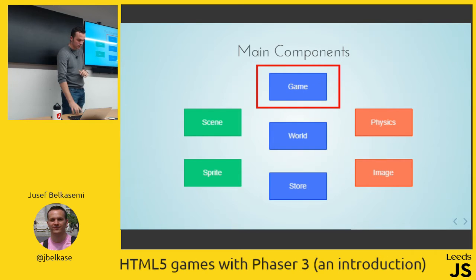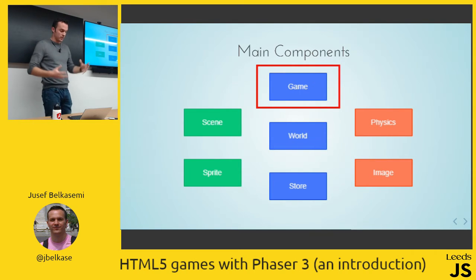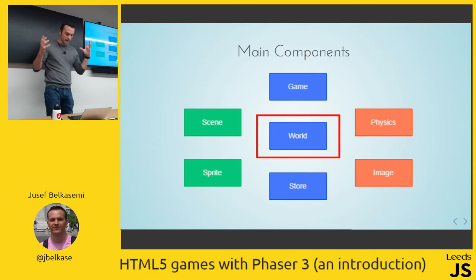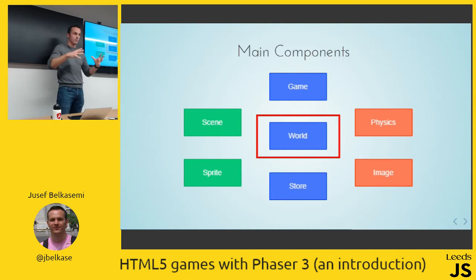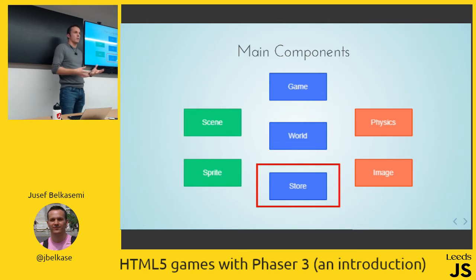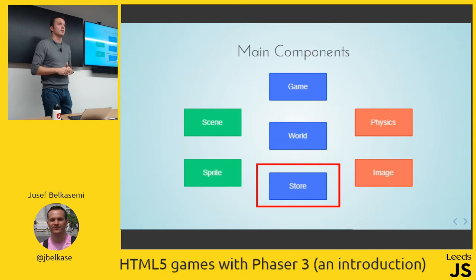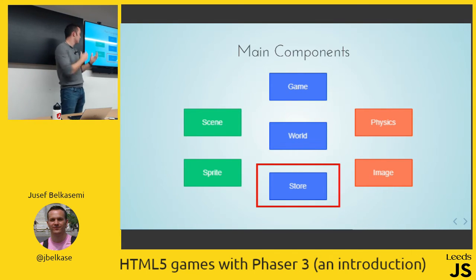So what's the game? The game is basically the main JavaScript object that defines our game. The world, this is the area that the characters have access to in a given game, so basically the bounds of each character. The store, this is where we store the game state. For those of you familiar with Redux, it's similar to the Redux store where you store the state for your web app. This is where you'll be storing the state for your game.